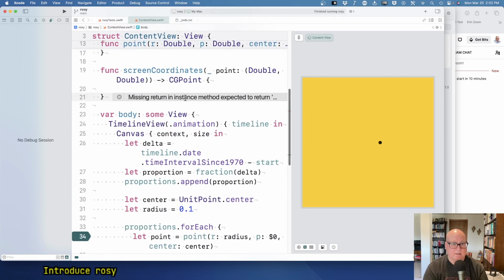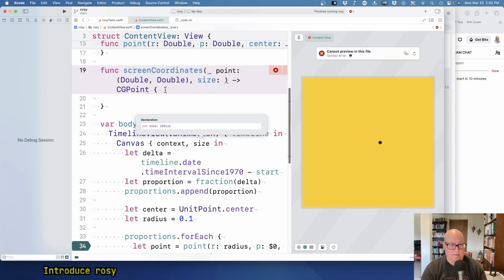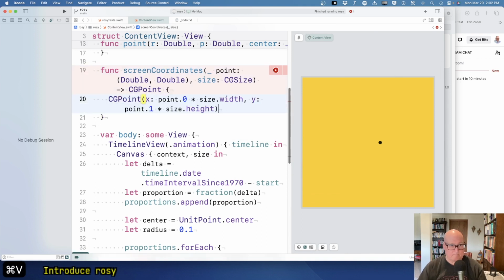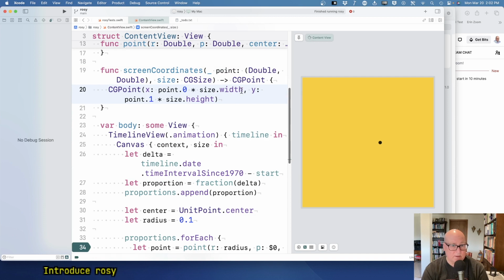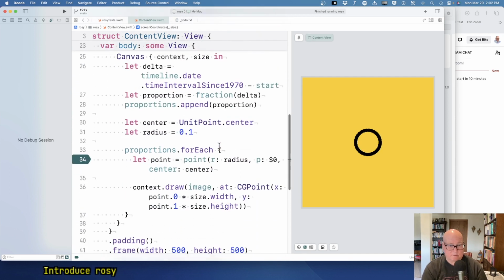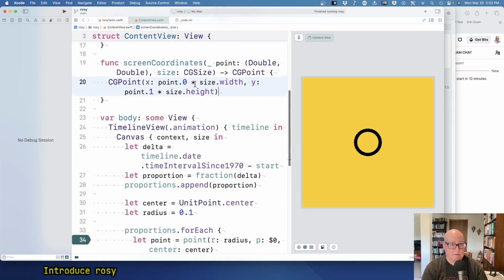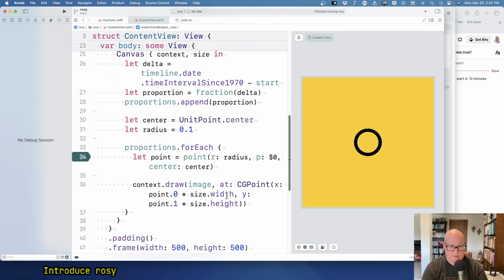Oh, and a size. Something. I don't know what that type is. CG size. Okay. So this is point.0.1, size dot width, size dot height. Okay, that sounds right. And okay, that's cool.